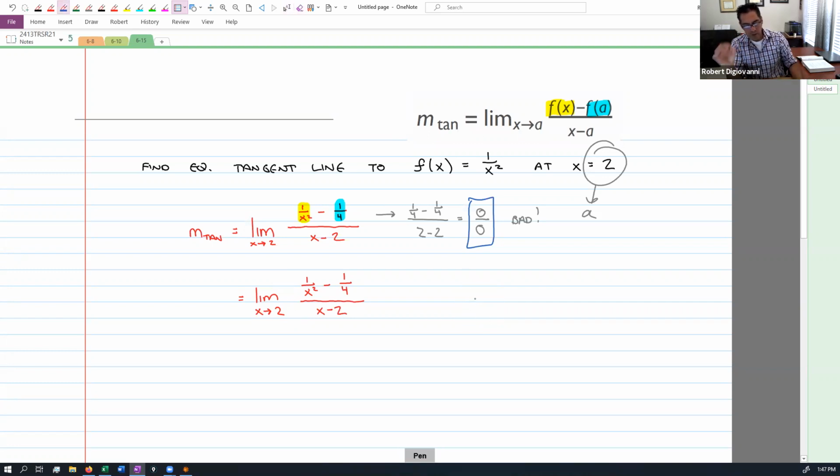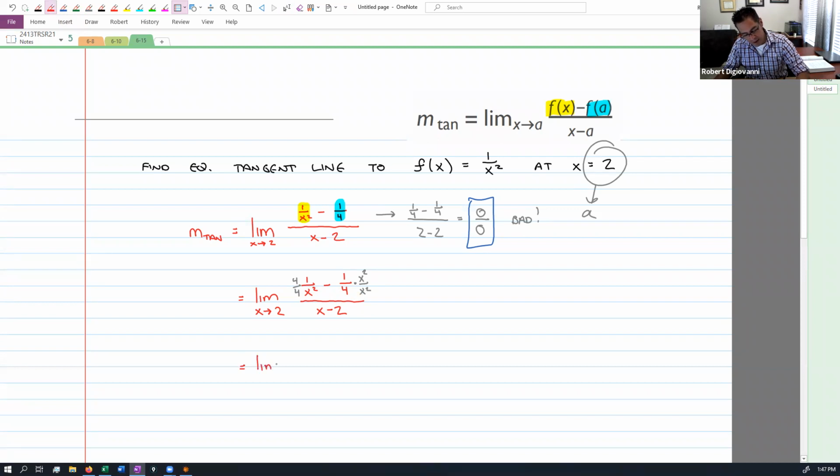So Brandon, when you have 0 over 0, and you see a bunch of fractions within fractions, my advice to you is to try and combine these two fractions together. Put these two together, which means get a common denominator. That's the procedure that I normally go after. So I would multiply this by 4 over 4 and this by x squared over x squared. That way, both of these have 4x squared on the bottom.